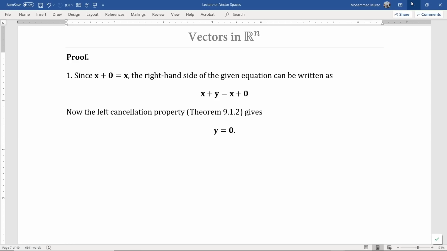We are given an equation x plus y equals x. Since x plus 0 is equal to x for all x in the set Rn, the vector x on the right-hand side of the equation can be replaced by x plus 0. Now, the result follows from the left cancellation property, as we proved in Theorem 9.1.2.